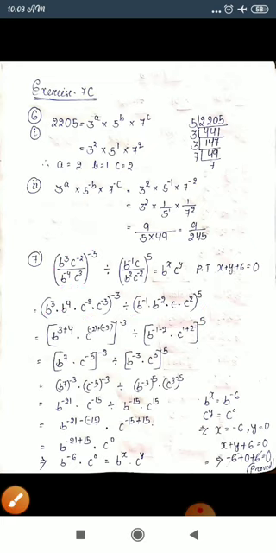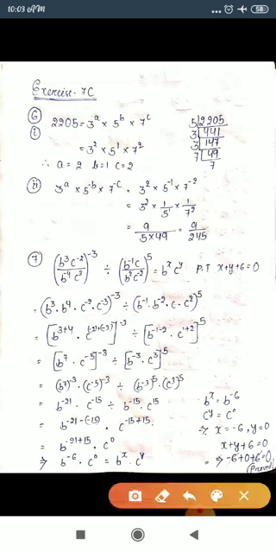Now just solve all this by using the rules. B to the power 3 plus 4, C to the power minus 2 plus minus 3, whole to the power minus 3, and here B to the power minus 1 plus minus 2, that means minus 1 minus 2, and C to the power, here nothing is written which means 1, C to the power 1 plus 2. Now just write the values in the next step.